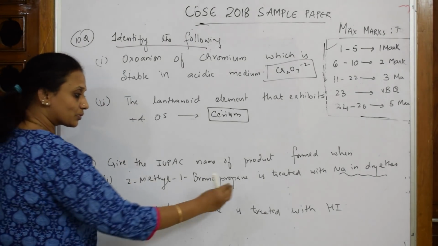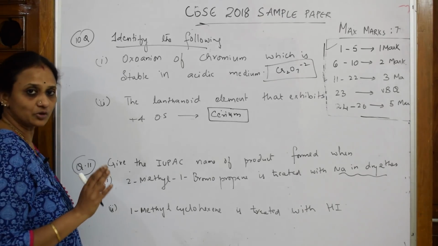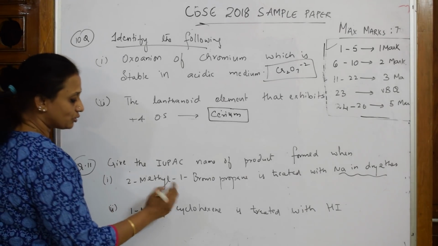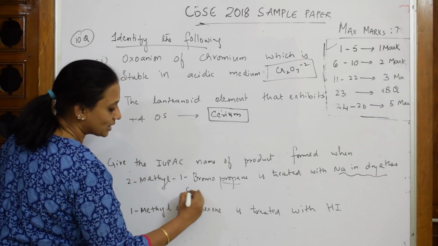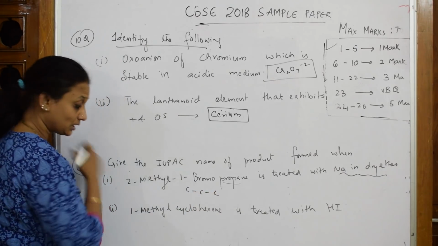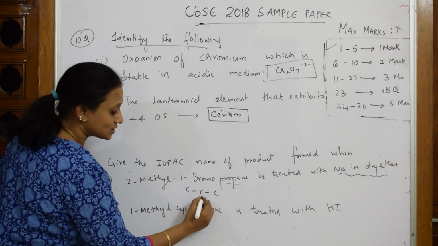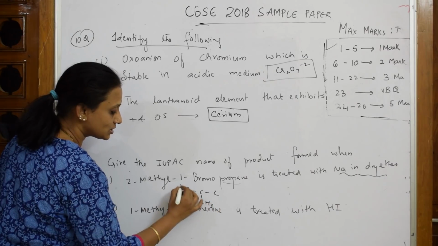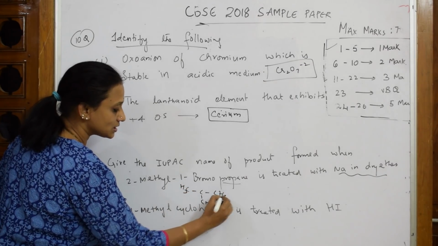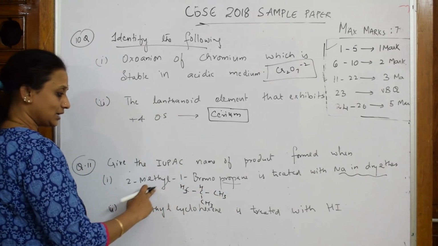So after writing the product, you need to name. There is a concept. So 2-methyl 1-bromopropane. What is the parent chain? Prop. 1, 2, 3. Prop. In the second carbon you have 2-methyl. So this is 2-methyl CH3. This is CH3. This is CH3. This is H. 2-methyl 1-bromo.